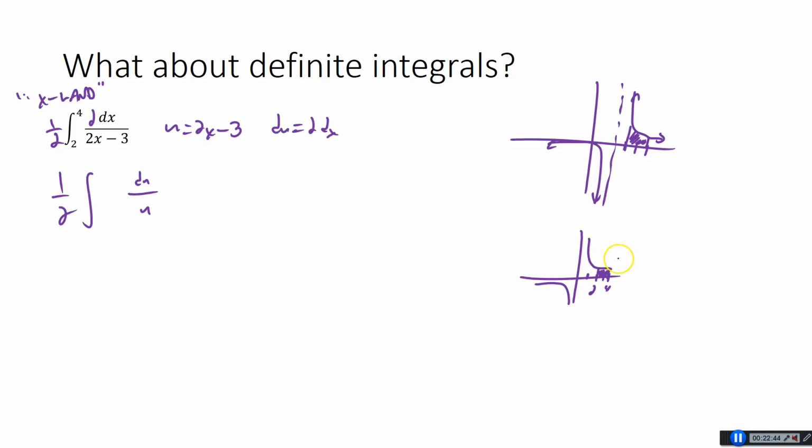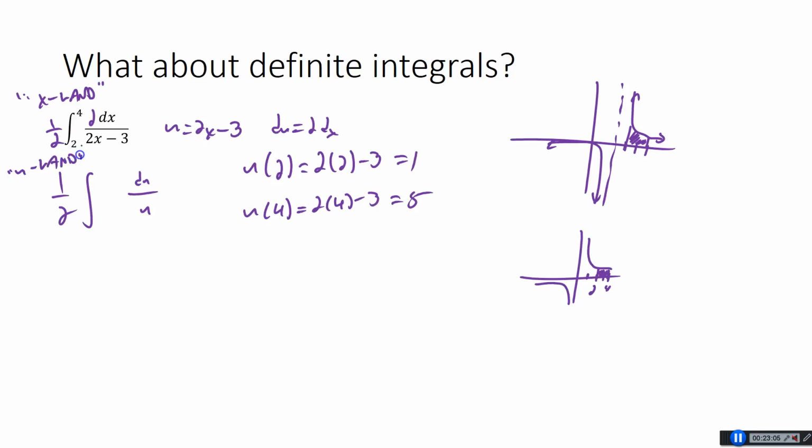The limits change. So all you do is you put these into the u function. So I do u of 2, which would be 2 times 2 minus 3. And I do u of 4, which would be 2 times 4 minus 3. 4 minus 3 is 1. 8 minus 3 is 5. So now what I do is just integrate in what I call u land. Okay, so we integrate from 1 to 5. This integral from 1 to 5 should be exactly the same as this integral from 2 to 4. And that's what we're going to show in the calculator in a second.